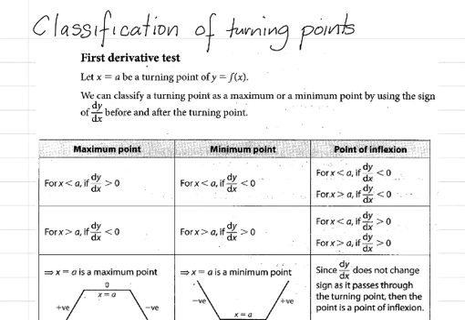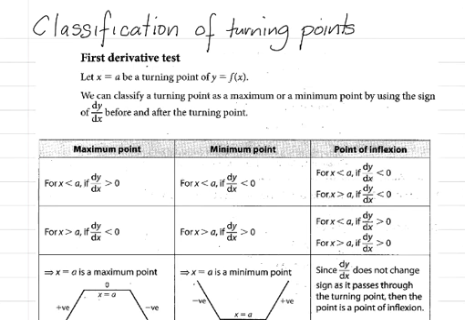Classification of turning points. The first derivative test. Essentially, this is saying that let x equals a be a turning point of the function y equals f of x. We can classify a turning point as a maximum or a minimum point by using the sign of dy by dx before and after the turning point.